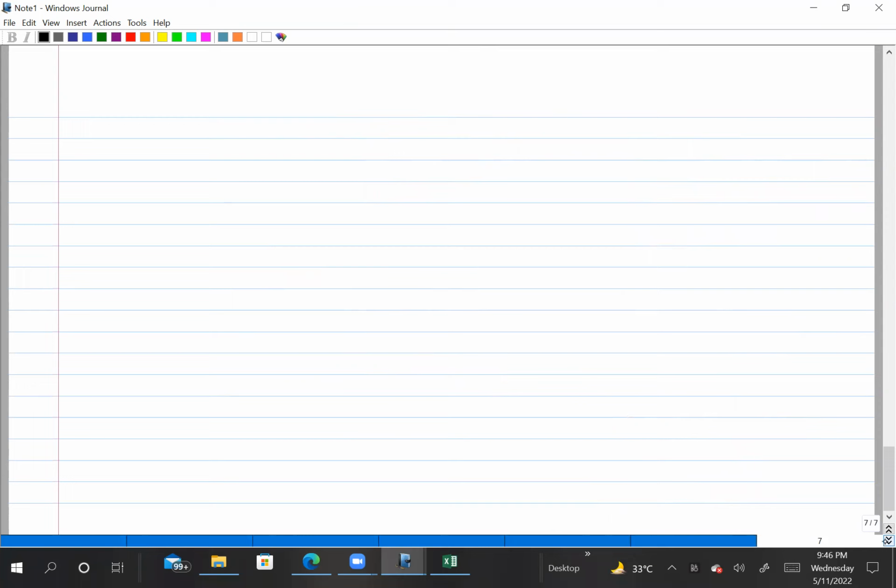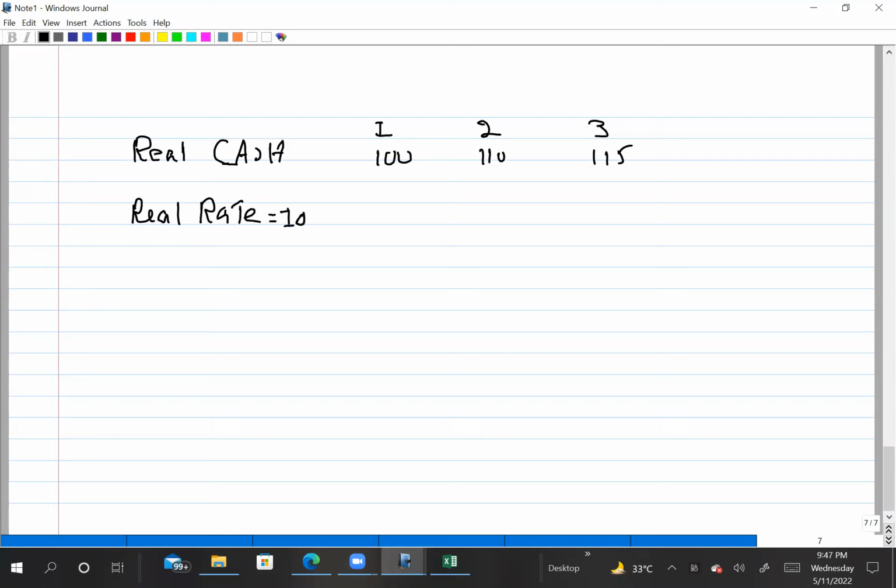Now, for example, if I tell you that the real cash flows for year 1, 2, and 3 are 100, 110, and 115, and the real rate is equal to 10%, and let's assume the inflation is equal to 3%.